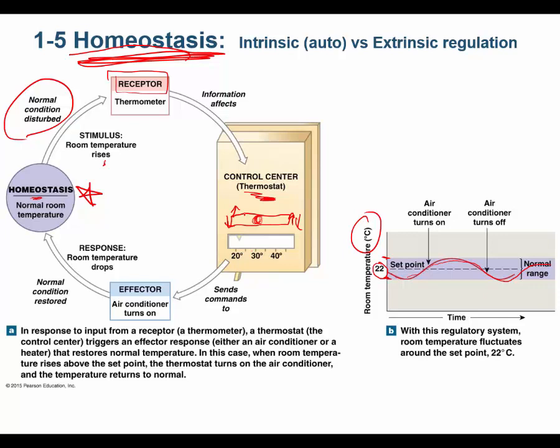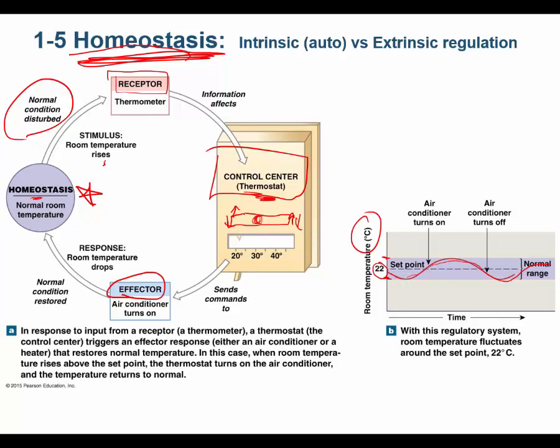That receptor detects the deviation from normal. Now you have a control center. That's your nervous system in the body. In your house, the control center is the thermostat. It's the one that's going to either kick on your furnace or kick on your air conditioner. The receptor talks to the control center and says, hey, I'm too hot or I'm too cold. The control center sends a command signal to an effector, something that has the ability to raise or lower the temperature, like your furnace or your air conditioner.